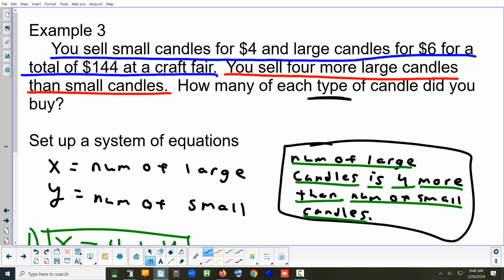So we've essentially taken care of this. Don't cross it out because you still need to be able to read it in your notes. But that information is used up, so we don't need that anymore. We need to take the top one and make it an equation.